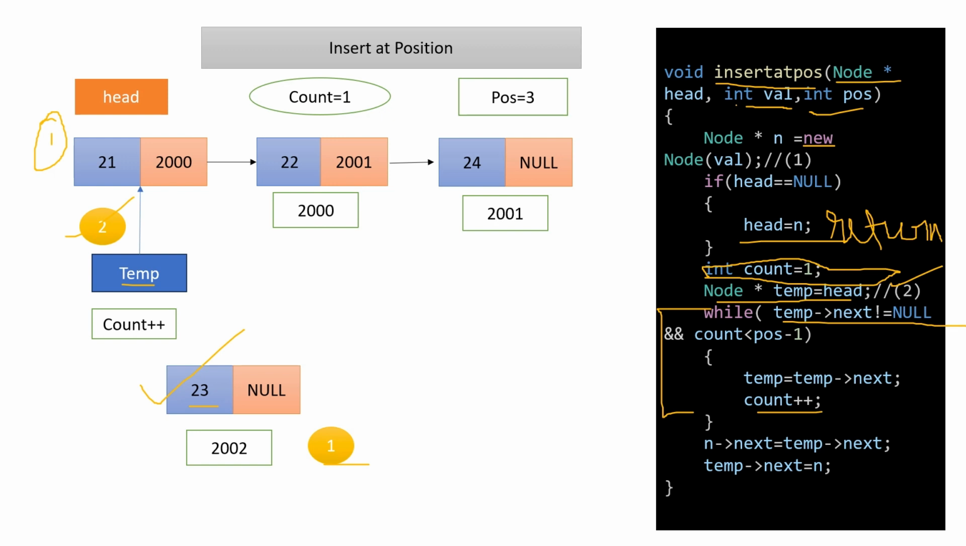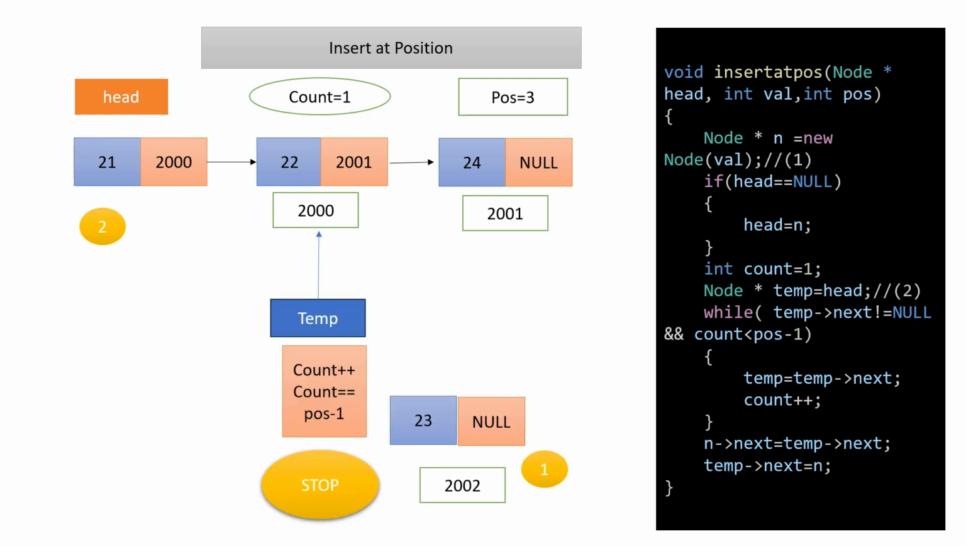So there is a condition over here: if the temp next is not equal to null, then only we enter our loop. And count is always smaller than position minus 1, because if I want to place the node here, we need that node, the previous one. So that's why I created the condition count is smaller than position minus 1, and each time the count will increment. And when we find the previous node of our inserted value, then we stop.